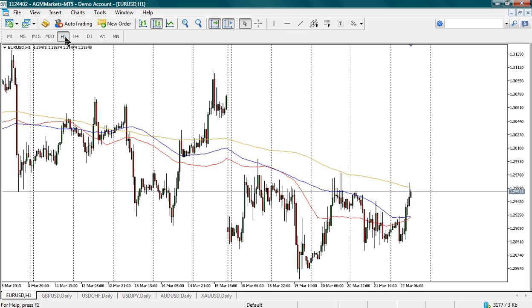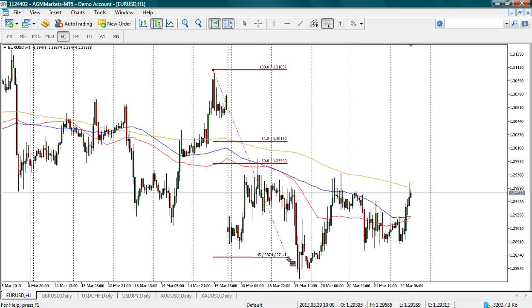I'm just going to zoom into the 1 hour here, and you can see what has gone on this week. We've had this high on the Monday. Yes, we had the Sunday night gap, which I'll talk about in a minute.